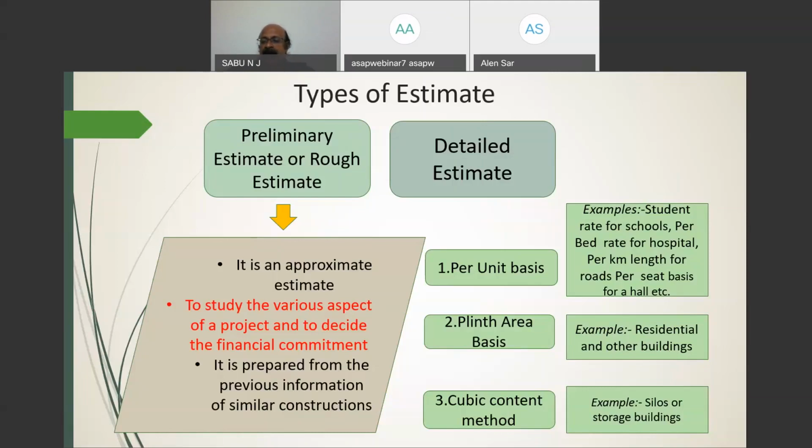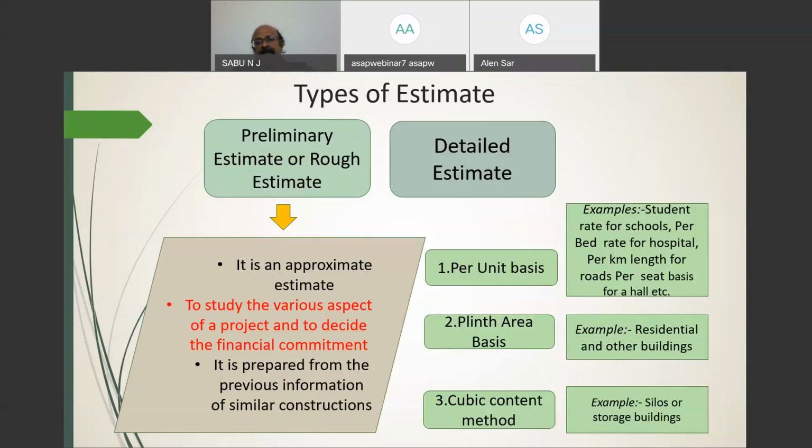The other one is the cubic content method, for some particular types of buildings meant for storing grains, food grains, etc. Its height is very tall, and with that peculiarity, the construction is mainly based on its volume or cubic content storage. So another method that can be adopted is the cubic content method. Examples are silos or storage buildings like that.